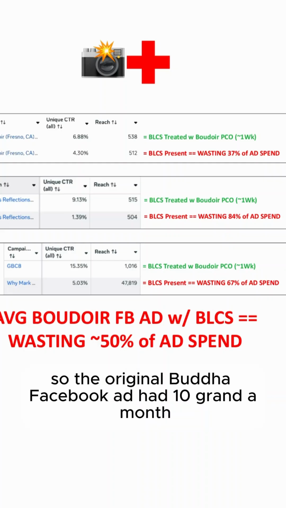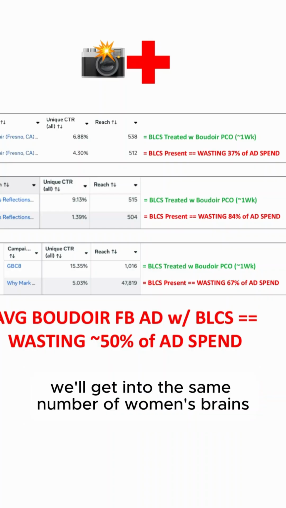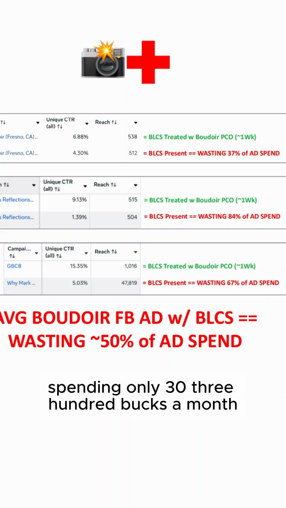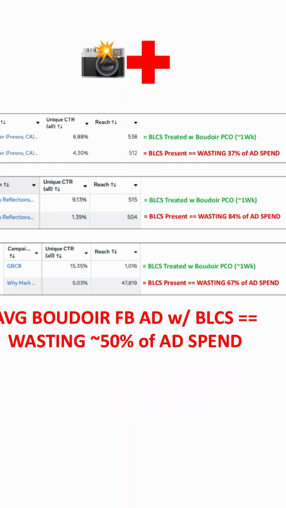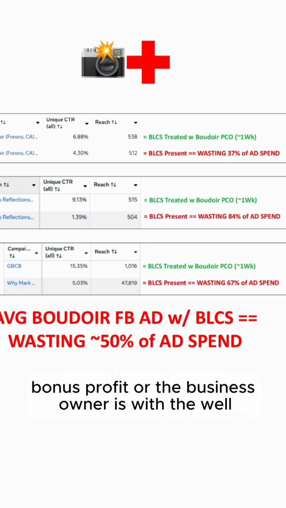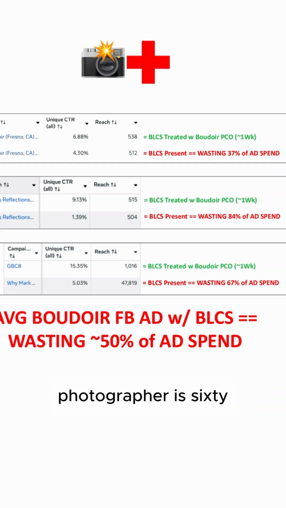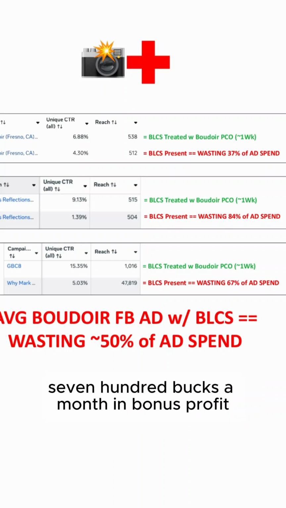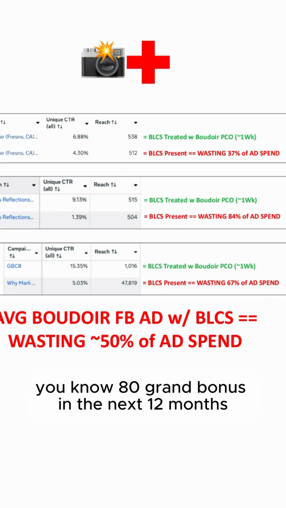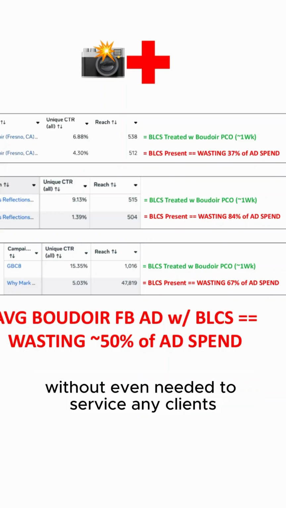So the original Boudoir Facebook ad had 10 grand a month, getting the same number of women's brands as the Boudoir Pico treated ad, spending only 3,300 bucks a month. So that whole difference, we're pocketing as bonus profit, or the boudoir photographer is, 6,700 bucks a month in bonus profit by simply not spending that money. I would say, 80 grand bonus in the next 12 months. So insanely good without even needing to service any clients.